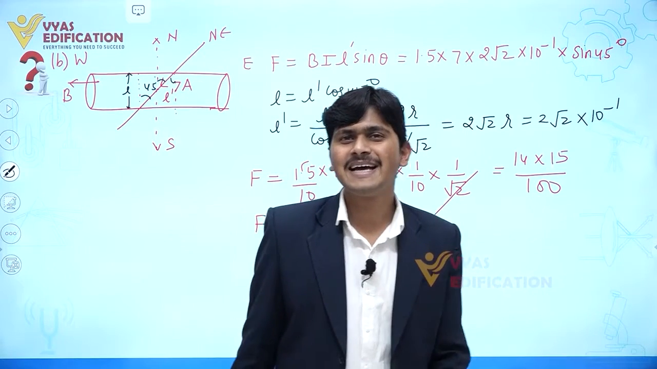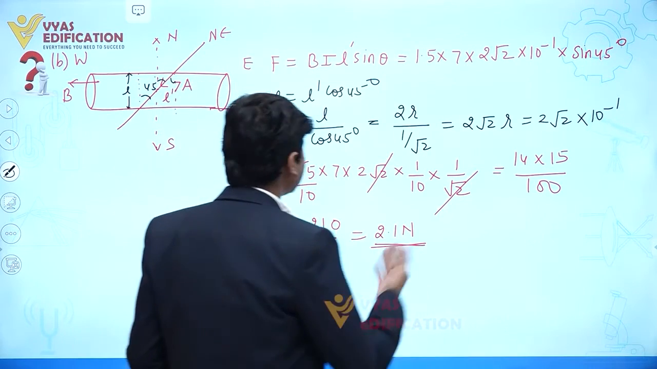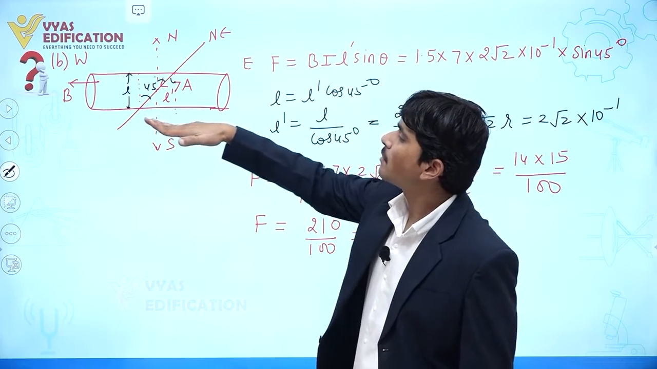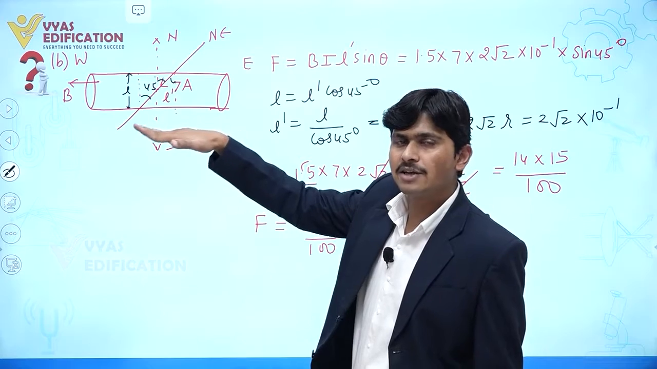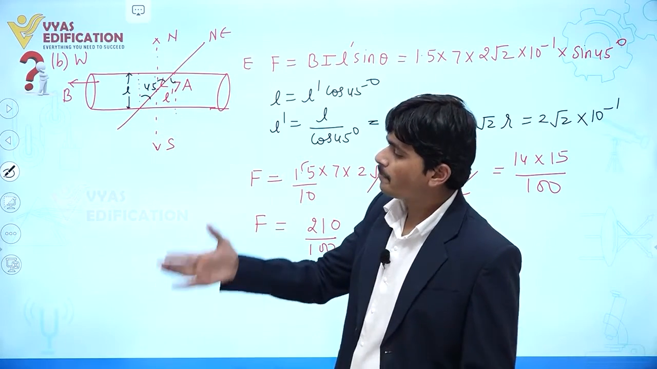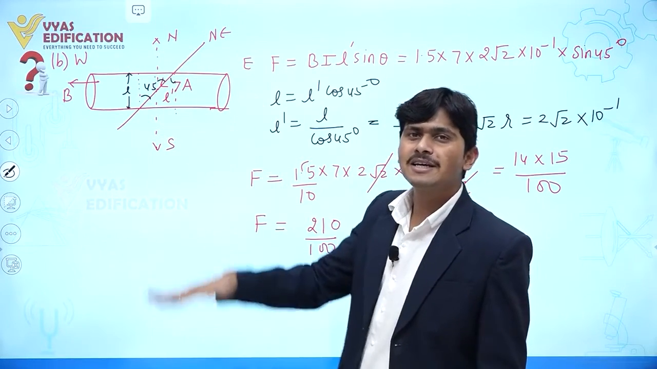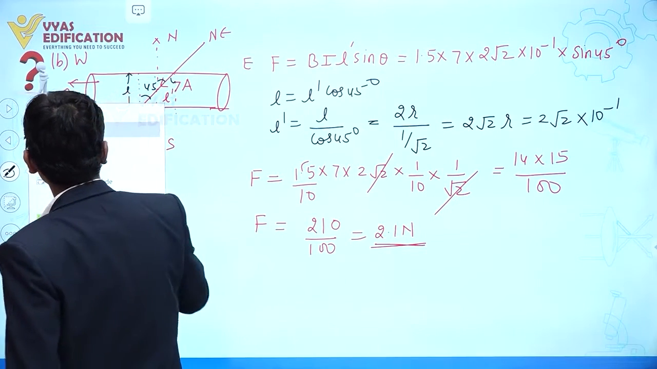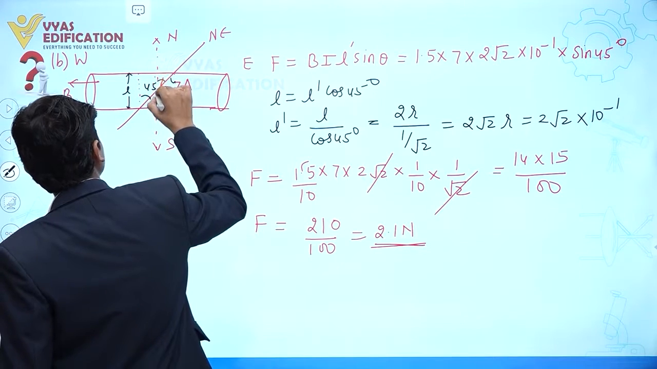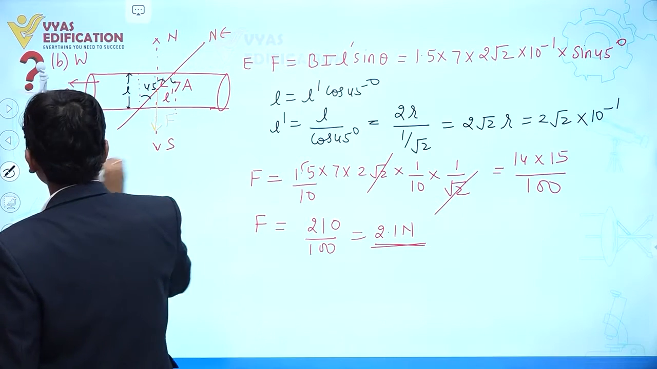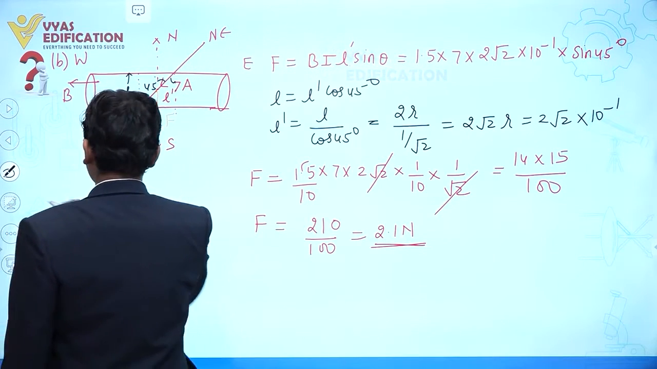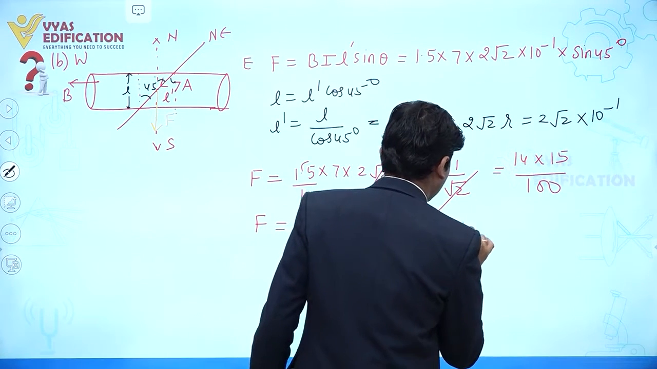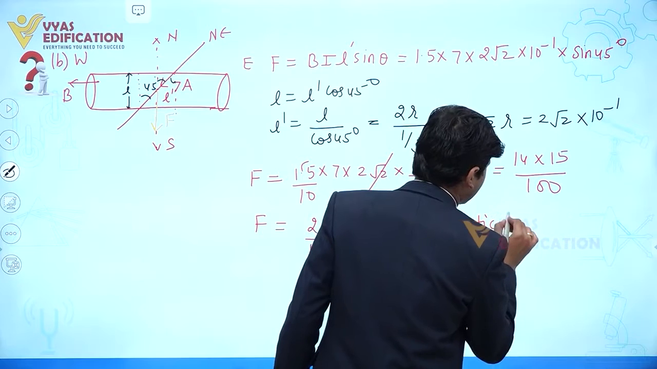Can you find the direction here? Yes. Let's suppose these fingers represent the direction of the magnetic field, and my thumb indicates the direction of current. So I can say the direction of this palm represents the force acting on that conductor. It means the direction of force acting is vertically downward. So this is the magnitude, and the direction is vertically downward.